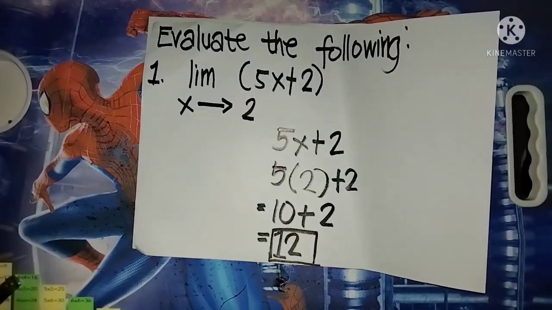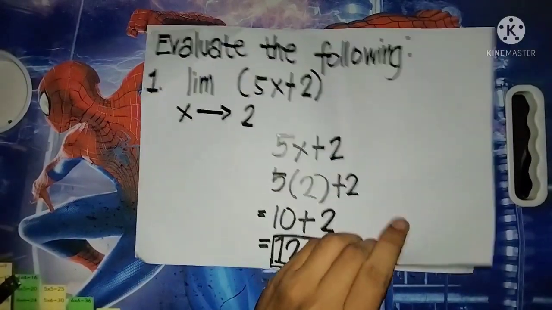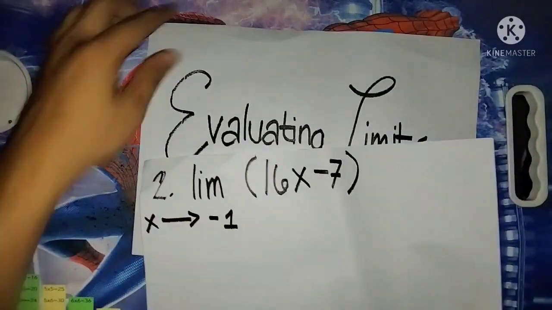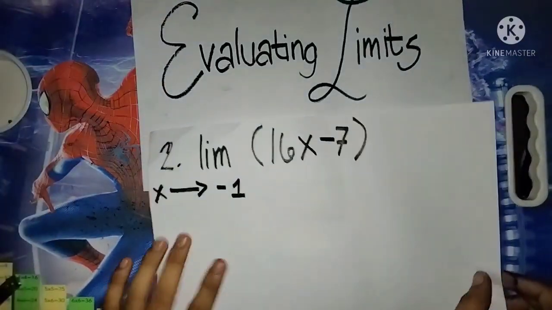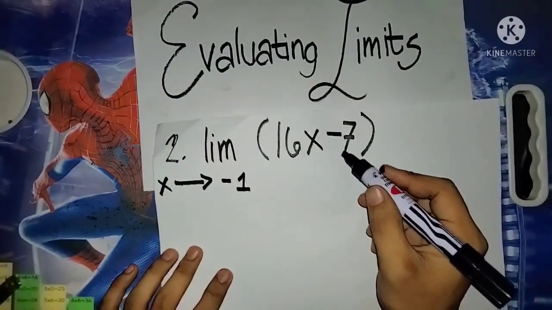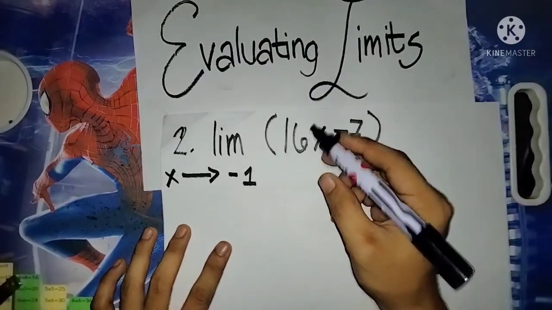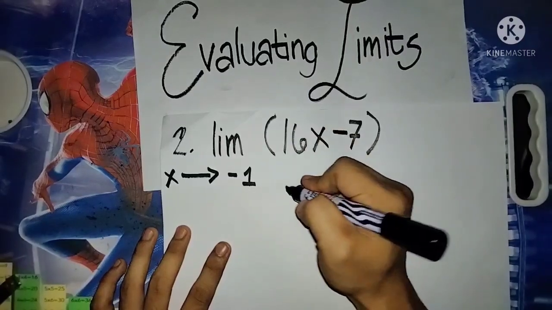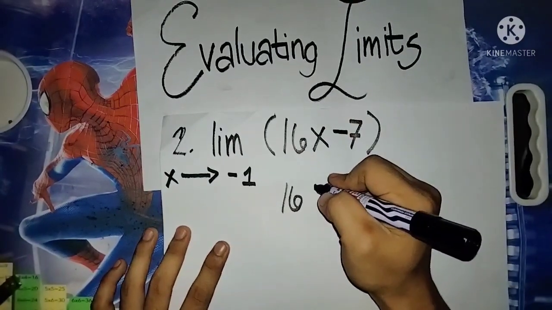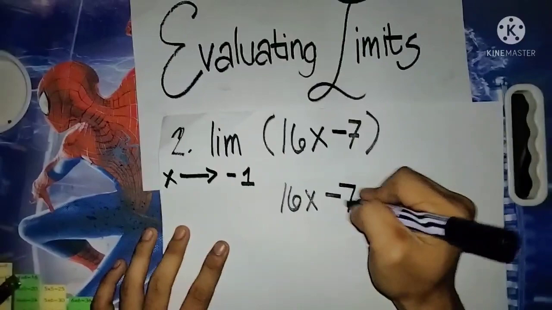Okay, let's have another example, number 2. So we have the limit of 16x minus 7 as x approaches negative 1. 16x minus 7, same expression.